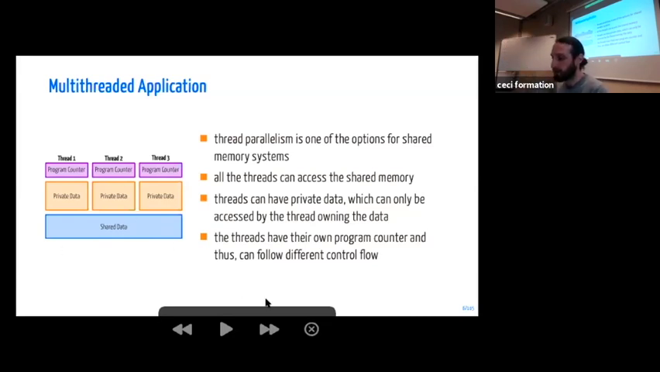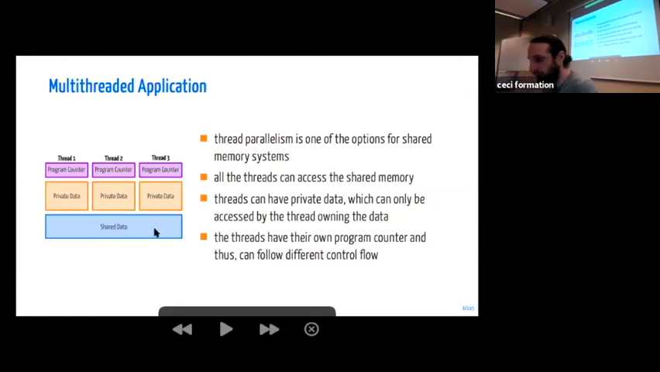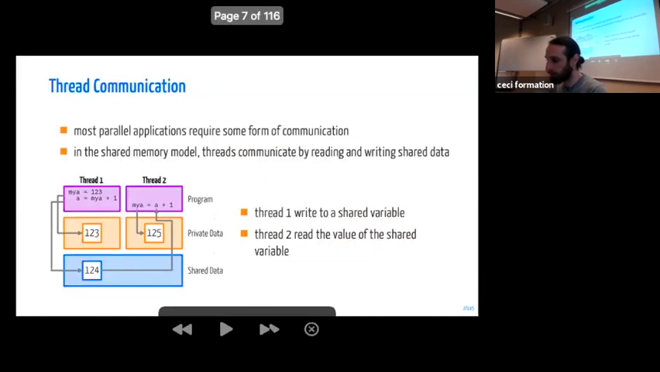If you take these pictures and go back to the previous one, basically your threads will be the cores, and then the private data can be in a shared memory space or in a cache, and then you have your global memory. So this is the idea behind multi-threading, applied to a shared memory system.